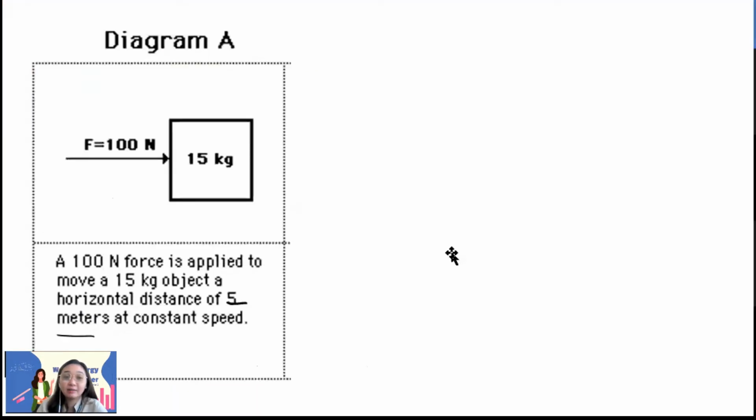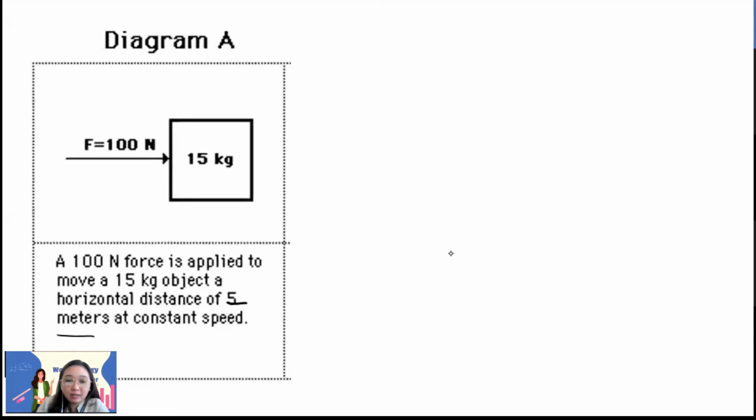So, we have diagram A. Meron daw tayong 15 kilogram box. Nag-apply force daw tayo ng 100 newtons. Okay? The object has a horizontal distance of 5 meters with a constant speed. Okay? What is the work done by the force to the object?